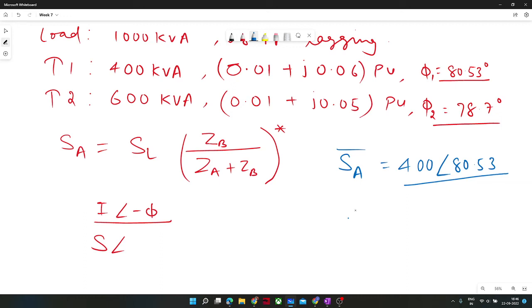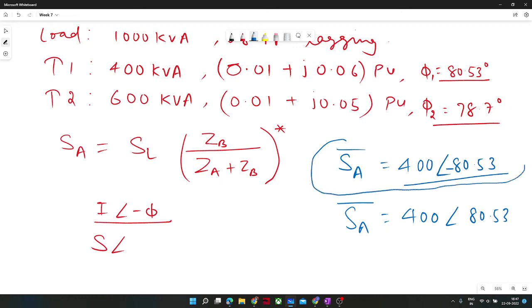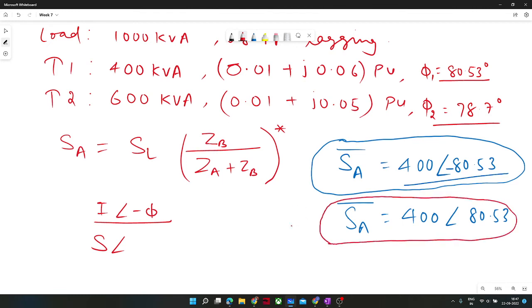If you want to do it in the original manner, you can write it as 400 minus 80.53. Yeah, minus should be here. So this is just to make our approach convenient, okay? And this is the original thing. This is original, see, this is convenient.